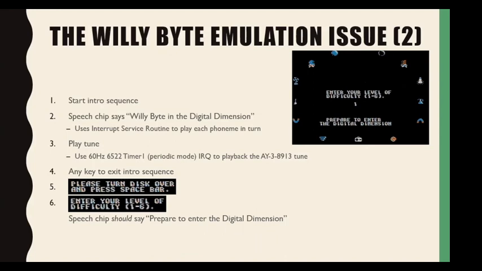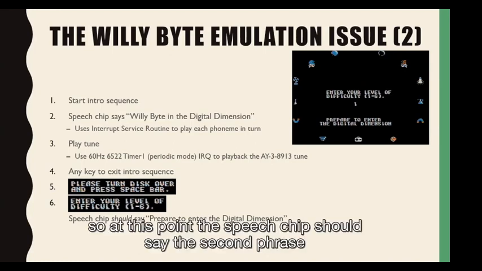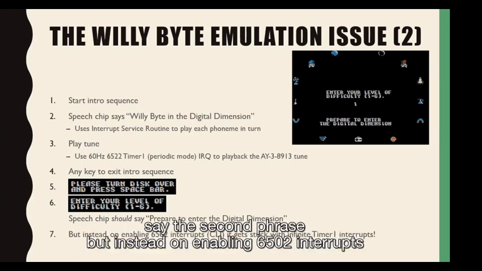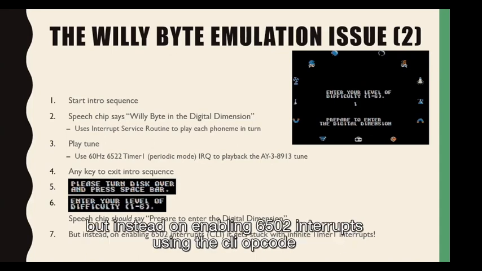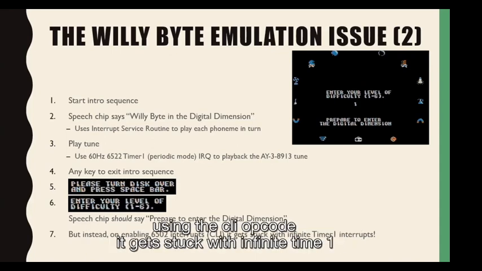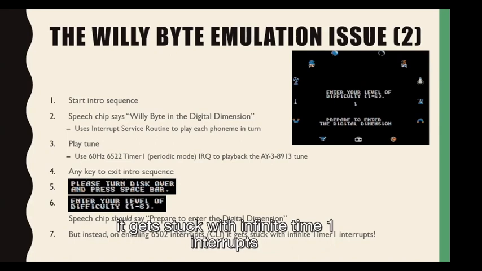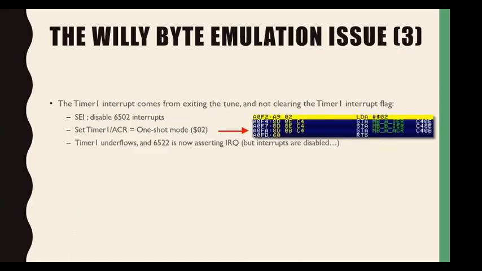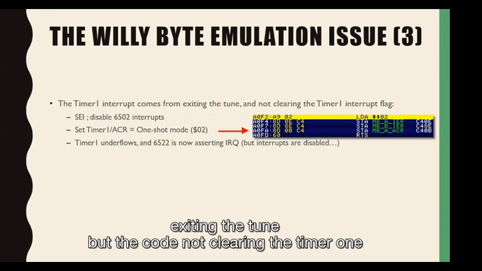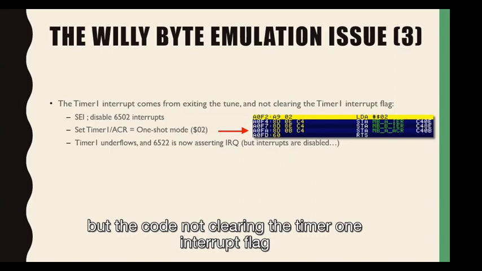So at this point, the speech chip should say this second phrase, but instead, on enabling 6502 interrupts using the CLI opcode, it gets stuck with infinite timer 1 interrupts. Now, the timer 1 interrupt comes from exiting the tune, but the code not clearing the timer 1 interrupt flag.